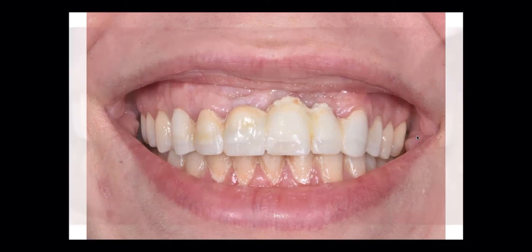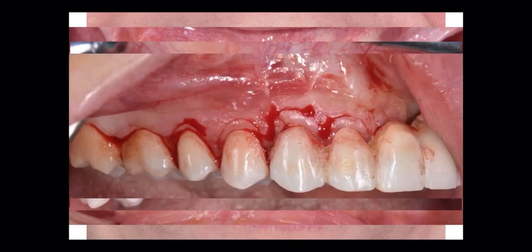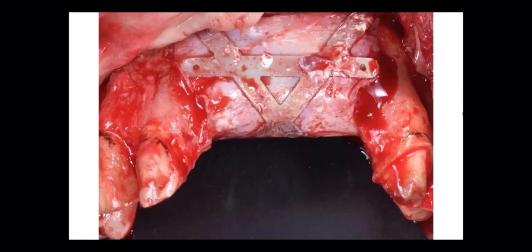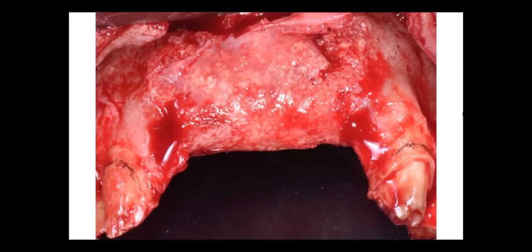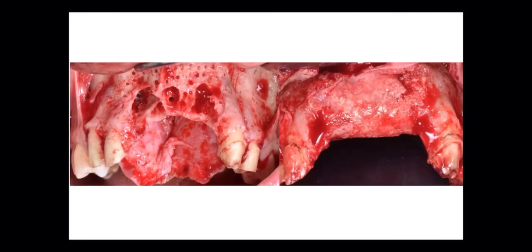So our decision was to do as before. We had to open, remove the membrane, remove the tacks, and do crown lengthening on the lateral sides, right and left. So remove the membrane. And here you can observe the amount of bone that we obtained. That was before, and this is after 8 months or 9 months. Okay, you can see how much bone we obtained vertically and laterally.